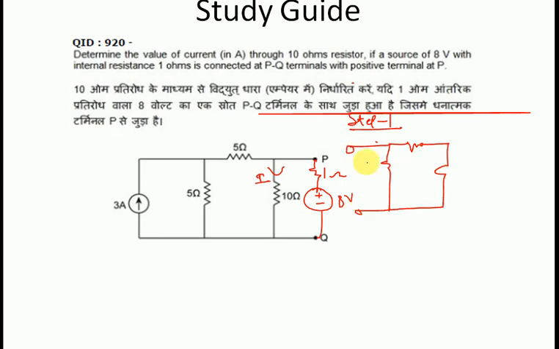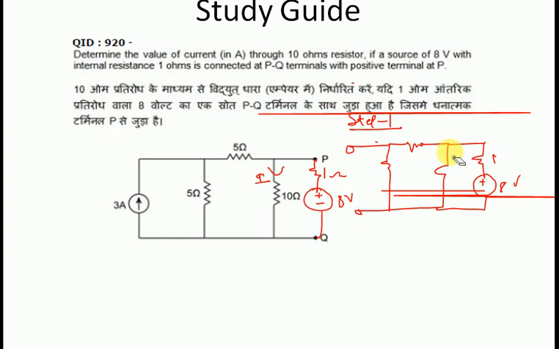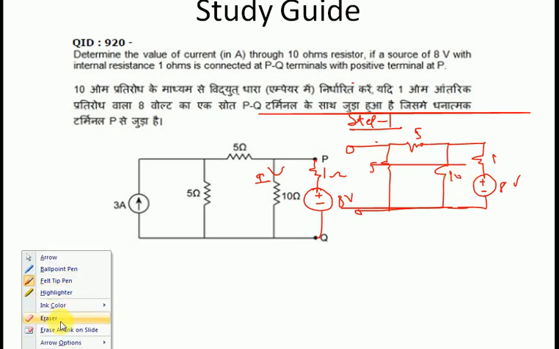This is our equivalent circuit. The 3 ampere source will be open. This is the 1 ohm and this is the 8 volt. Now this is 5, this is 5 and this is 10. Okay, this is 5, this is 5 and this is 10.